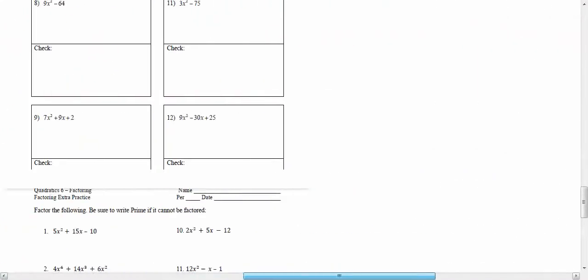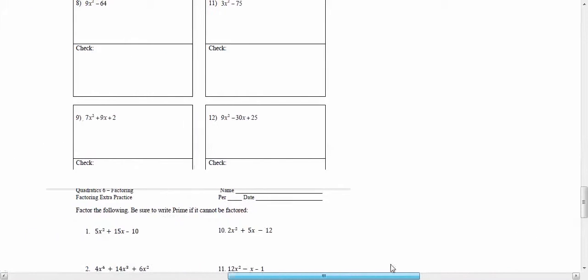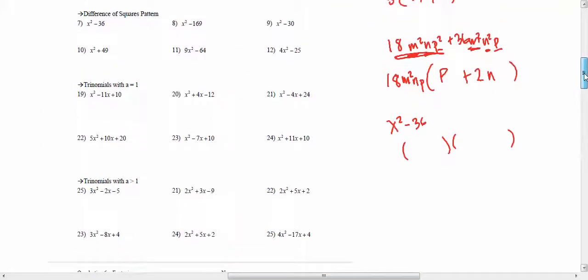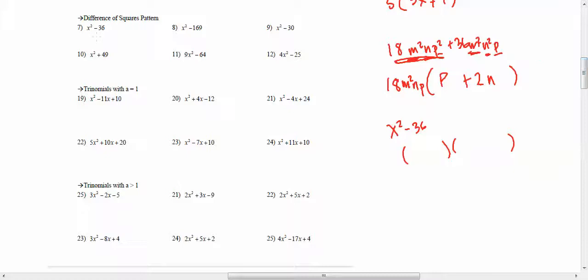Alright. So look, check this out. If you see a perfect square, 36, 169 is also a perfect square. That's 13 times 13. 30 is not a perfect square, by the way. 25 is, right? Is 49 a perfect square? Yeah, what is it? 7 times 7. What about 64? Is 64 a perfect square?